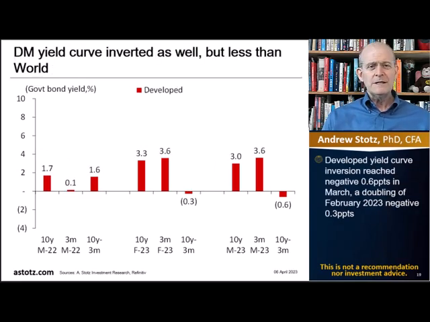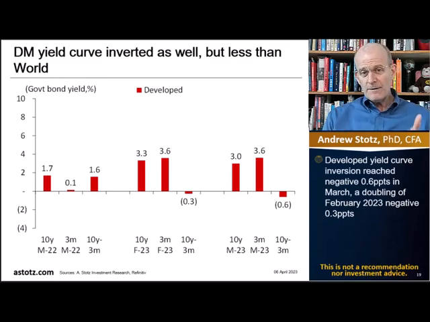And here we can see the developed markets yield curve inverted as well, but less than the world. So let's look at that for a moment. We're going to go back in time to 12 months ago in March of 2022. And what we can see is that long-term 10-year rates were at 1.7%, and let's say 3-month government bond rates were at basically zero in the developed markets. And that meant that there was a 1.6% steepening of the yield curve, meaning a normal yield curve.